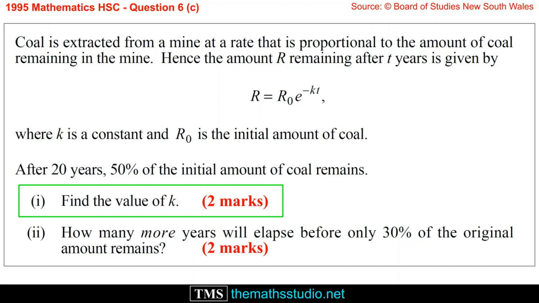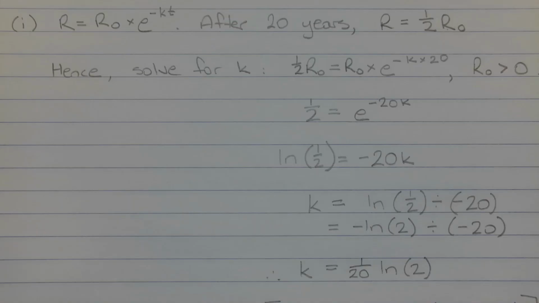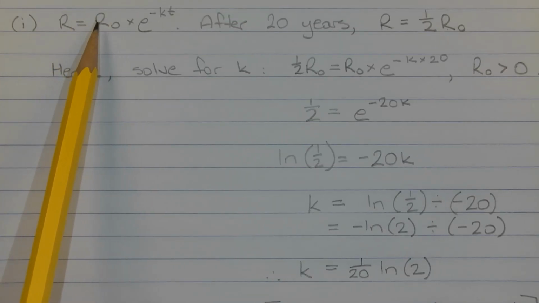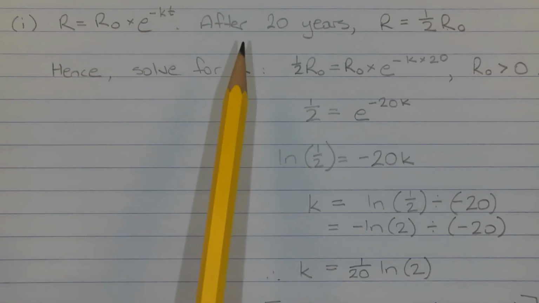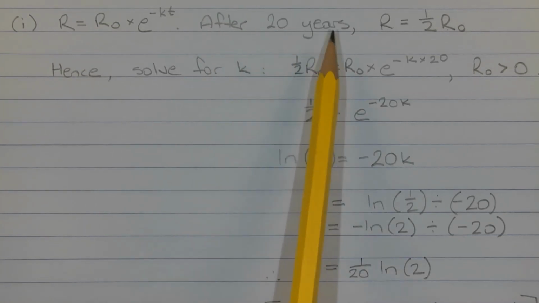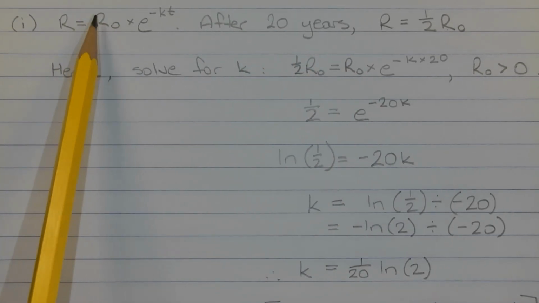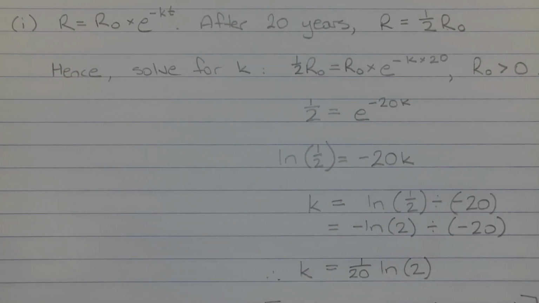Part 1. Find the value of k. It is not given what the value of R0 is, which represents the initial amount of coal in the mine. Now R is equal to R0 times e to the power of negative kt. What we do know is that after 20 years, whatever the value of R0 is, 50% or half of R0 remains. So R is equal to half of R0 after 20 years.